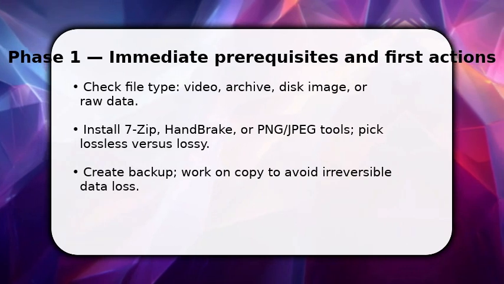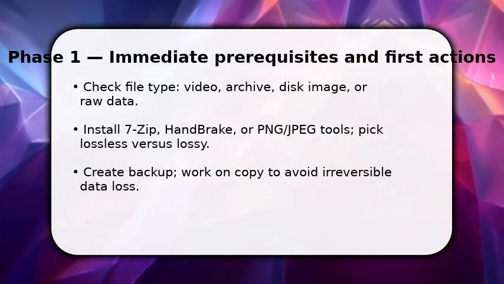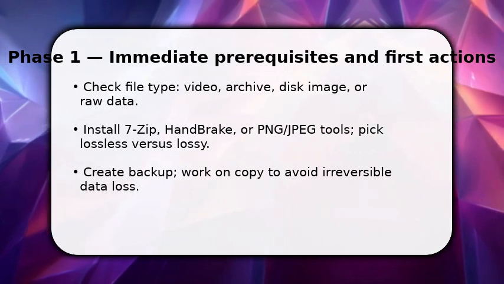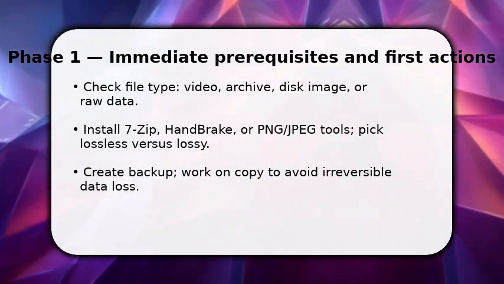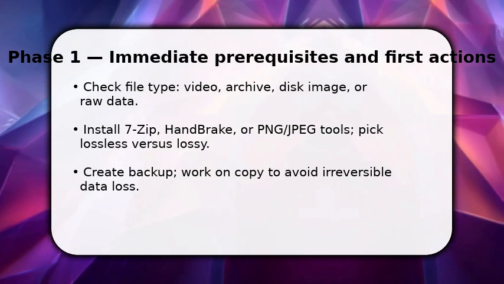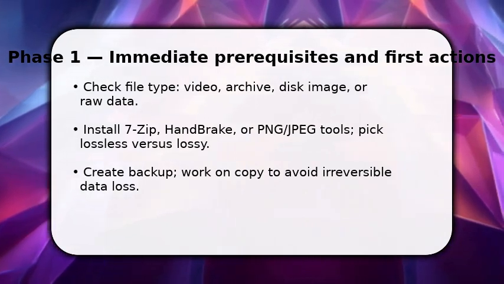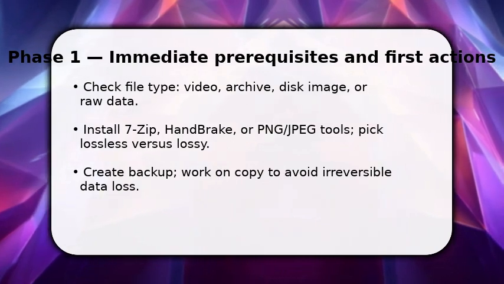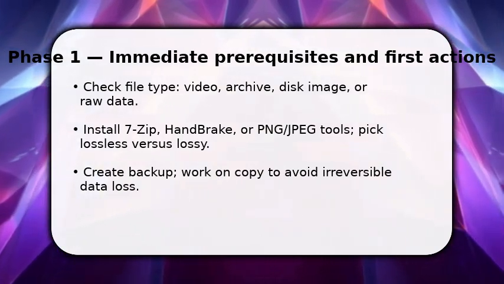These are efficient defaults. Make sure to duplicate the original and work on the copy so you never overwrite the master. Then run an initial fast pass. Archive with max solid block for 7-zip or use Handbrake fast preset to gauge achievable reduction.